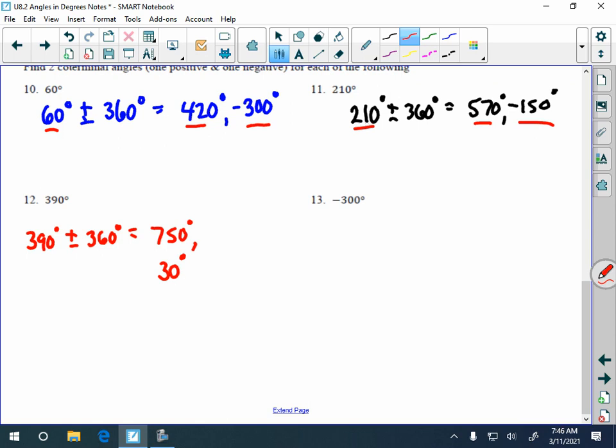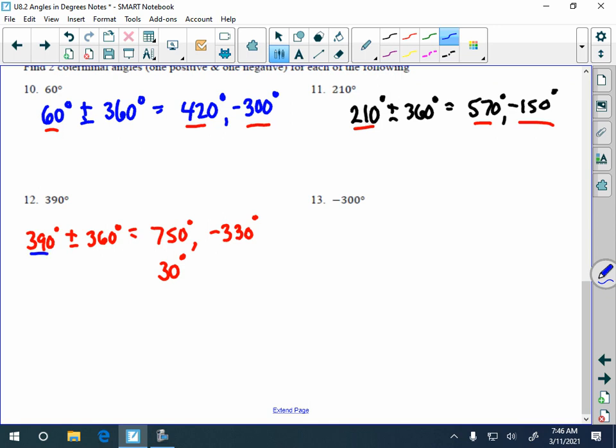So if we were asked to find a positive and a negative, we could list 750 or we could also list 30, either one. But we haven't found a negative one. So we're going to take that 30 degrees now and subtract off another 360, another rotation. And so then we get negative 330 degrees. All right, so we found a positive one. We actually found two positive ones, and then we found a negative one.